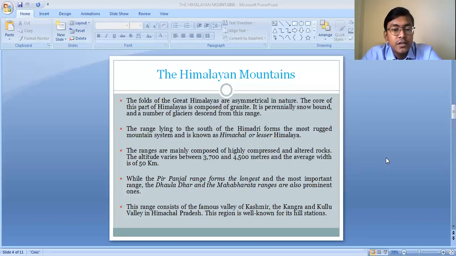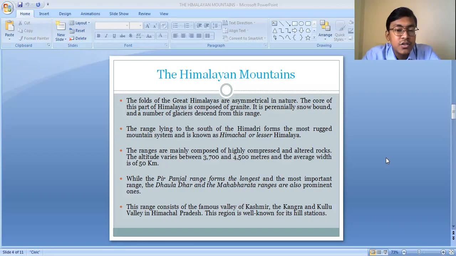The Pir Panjal range forms the longest and the most important range. It is the longest and the most important mountain range of this part of the Himalayas. Apart from the Pir Panjal, the Dhauladhar and the Mahabharata ranges are also prominent ones. This range consists of the famous valleys of Kashmir, Kangra, and the Kulu Valley in Himachal Pradesh.